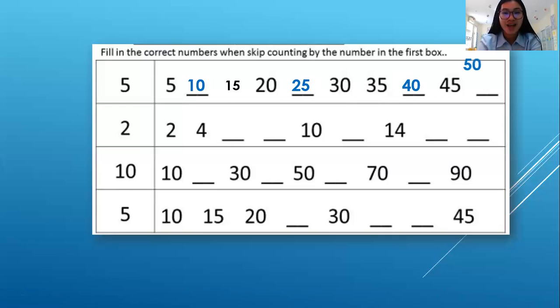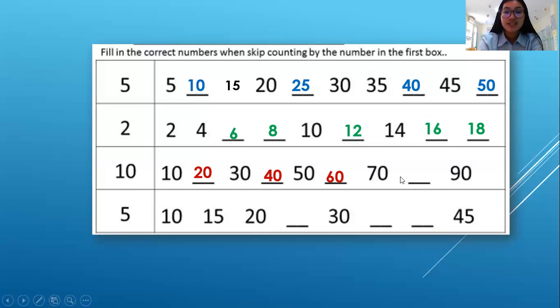All right. So 2, 4. Next one is 6. Next to 6 is 8. Next to 8 is 10. Then next to 10, it will be 12, 14. Next to 14, it is 16. And last will be 18. All right, good. Now, let's keep counting by 10. So 10, 20, 30. Next number is 40, 50, and then 60, 70, and last number 80.